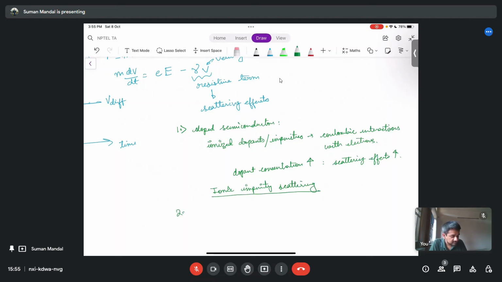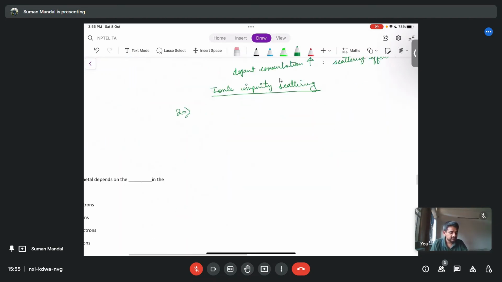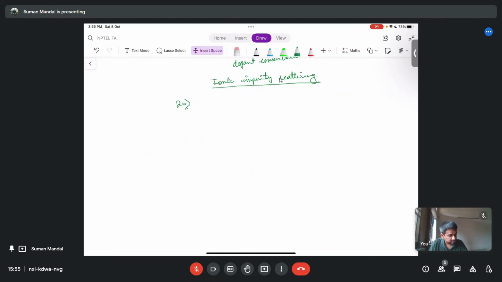Then there are other scattering effects also. There can be lattice phonon scattering, or phonon scattering, whichever.